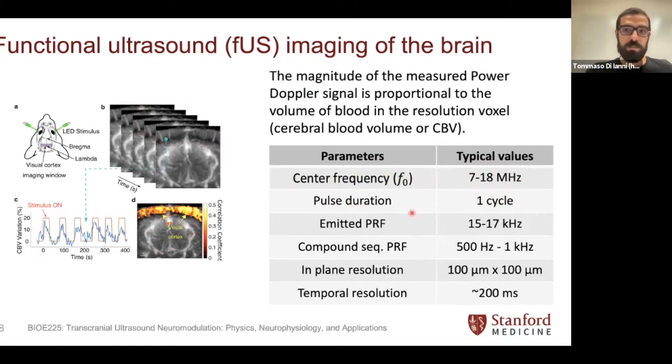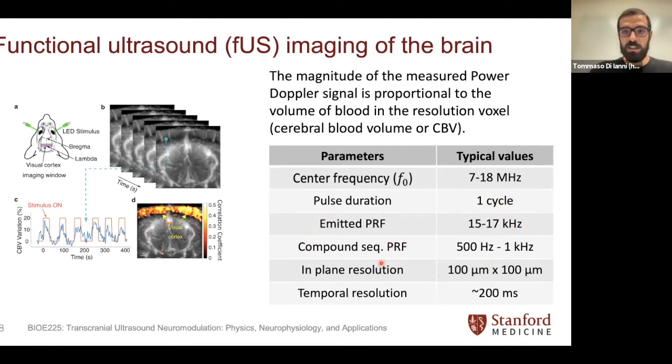The pulse duration is usually pretty short, usually 1 to 2 cycles of sinusoid. The transmitted PRF is usually very high. So the transmitted PRF is the PRF of our plane waves that we transmit. And that's usually as high as it can be, just limited by the time it takes the wavefront to reach the bottom of our image and back. So that's what limits our pulse repetition period and so our pulse repetition frequency.